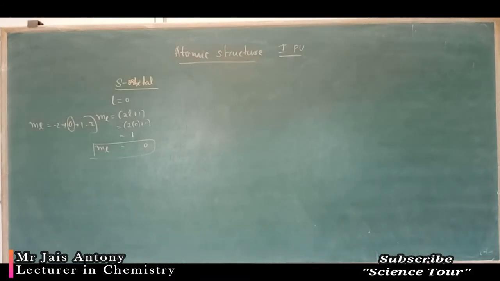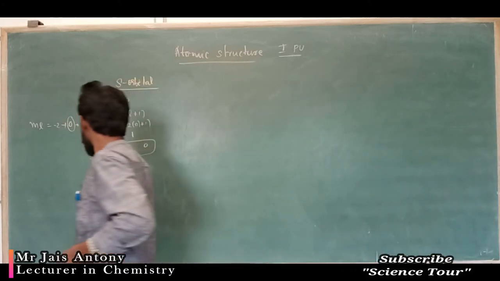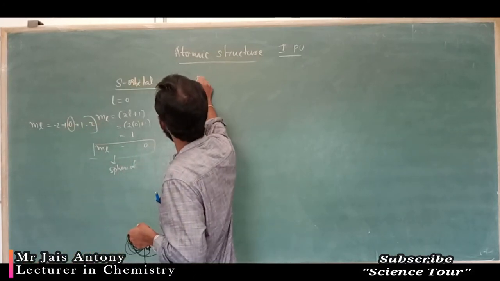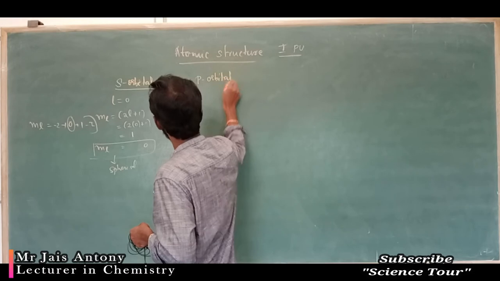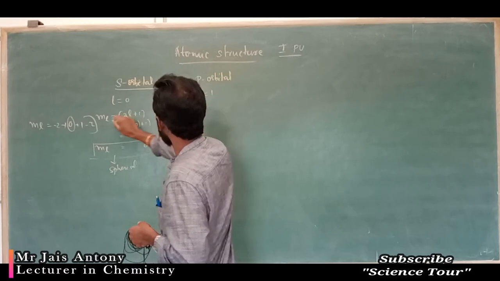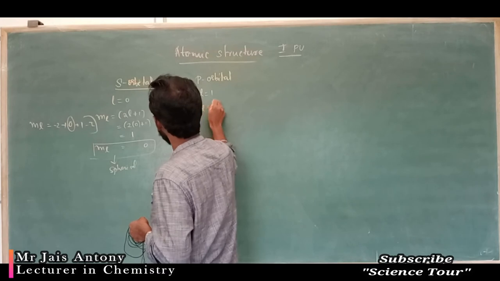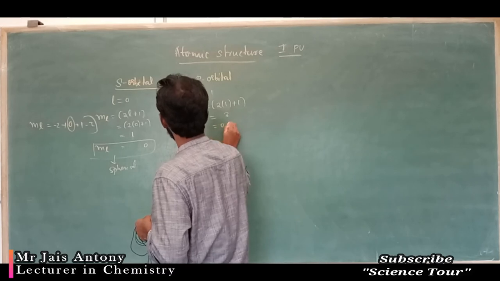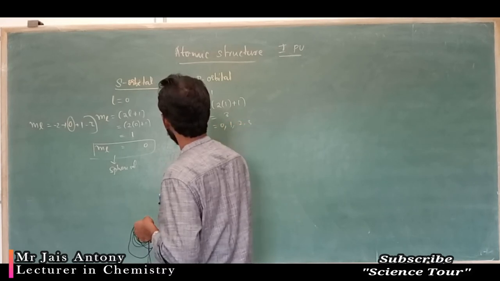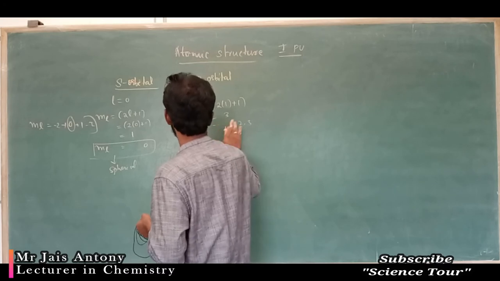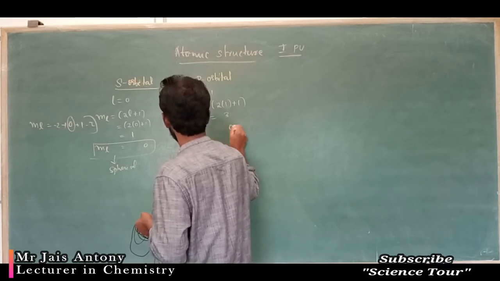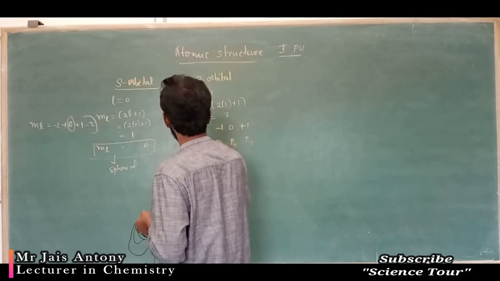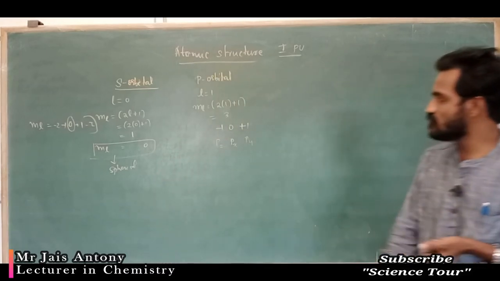My dear students, next is p orbital. See, this is s orbital, spherical in shape. Okay, next is p orbital. For p orbital, l value is 1. That I will substitute. How many orientations are possible? ml is 2l plus 1, 2 into 1 plus 1, 3. 3 orientations. Here 3 orientations means 0, plus 1, minus 1. So here px, py, pz. Understood? 3 orientations are possible.